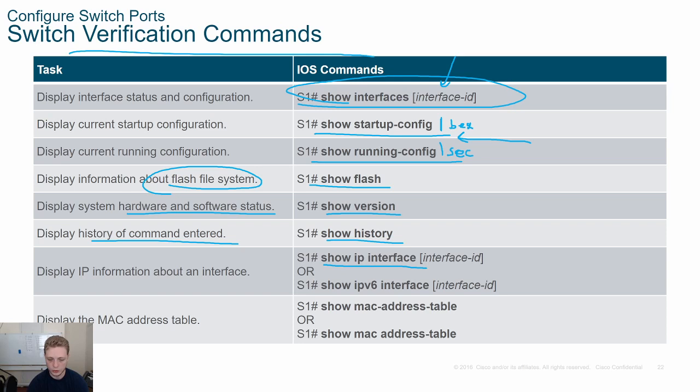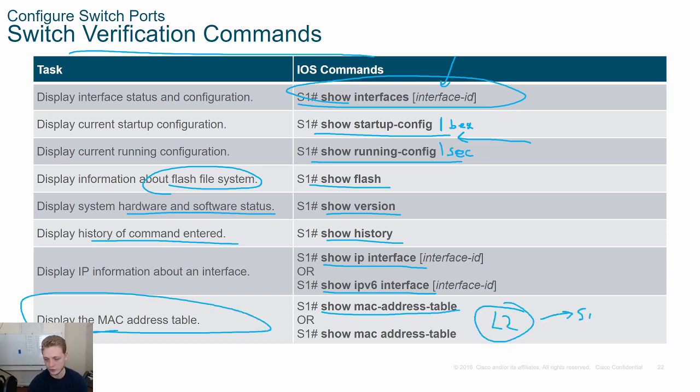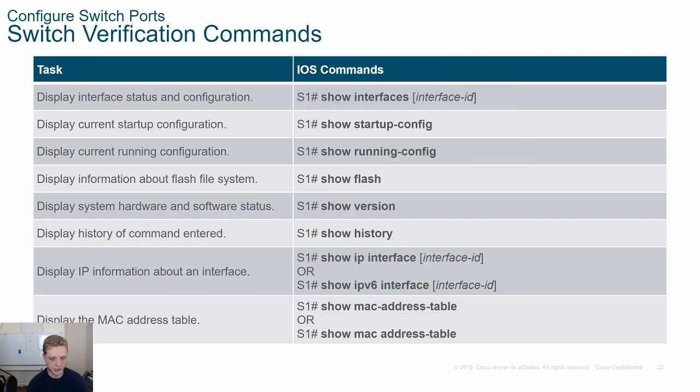We can show our IPv4 or IPv6 information about an interface. We can show our MAC address table. Keep in mind, this is a layer 2 technology, right? MAC addresses. So this is a switch technology. You would not have a MAC address table on a router. Just keep that in mind.